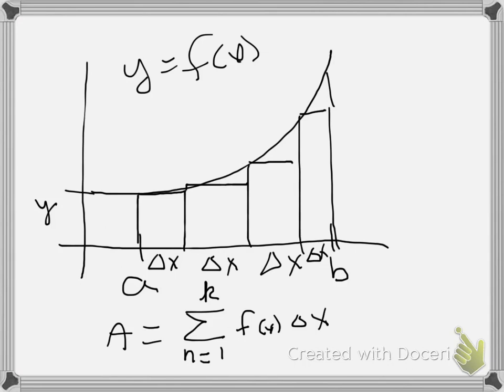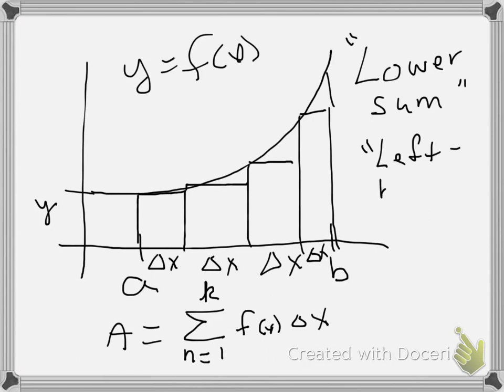Now, what I've drawn here is called a lower sum, because we're using the lowest point on the graph as the top of our rectangle. This also would be called a left-hand sum, because all my rectangles start on the left and go to the right. Believe it or not, there are some that call this a right-hand sum. I've always heard it called a left-hand sum. So that's what that looks like.